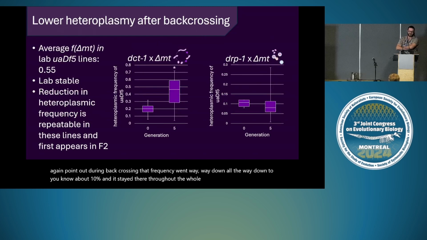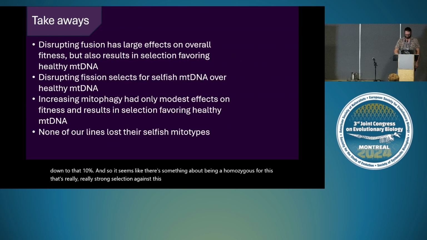And the interesting thing is that we went back to try and select for this higher frequency, trying to get a more intermediate one to give it a much better shot, right? But every single time when we got to F2 homozygous worms, the frequency was right back down to that 10%. And so it seems like there's something about being homozygous for this that's really, really strong selection against this mitotype.